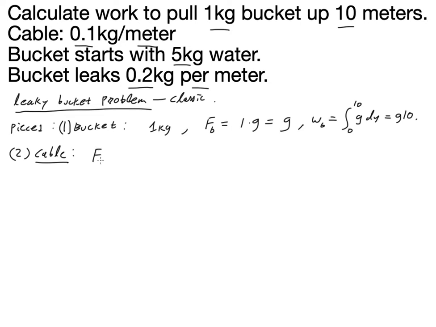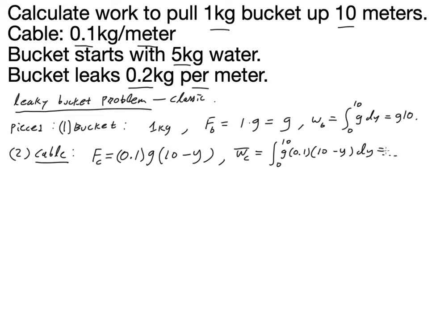So the force on the cable is going to change as a function of height, so it's going to be, again, 0.1, that's the mass per unit meter, times g, times, and now it's going to be 10 minus y that goes there, rather than 20. And of course, the work done on the cable is going to be the integral from 0 to 10 of g times 0.1 times 10 minus y dy. And I'll let you compute that as well. Not too hard to do.